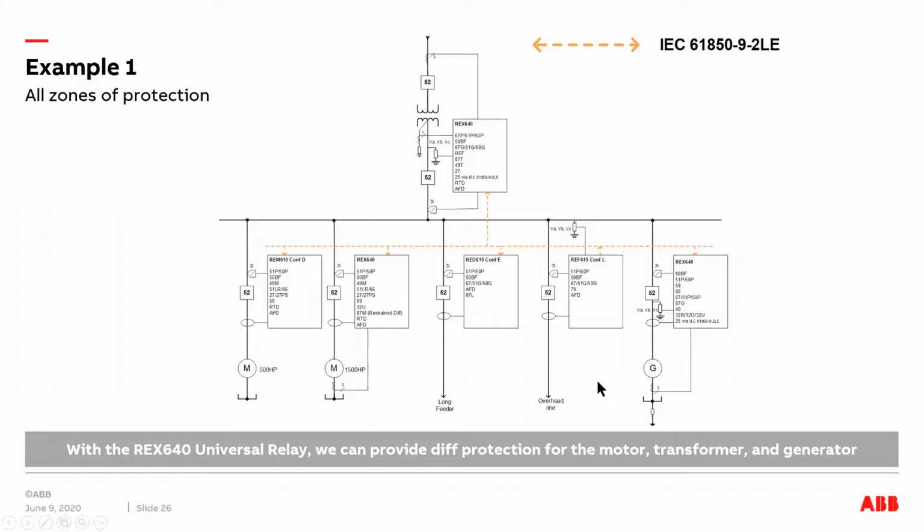Okay, the same thing we can do for generator protection. So the generator has an REX640 relay also with a similar arrangement. The phase side has a current sensor, and the neutral side has a traditional CT. And of course, the voltage comes from the voltage sensor. So with this, all the standard protection can be achieved, the differential protection can be achieved.